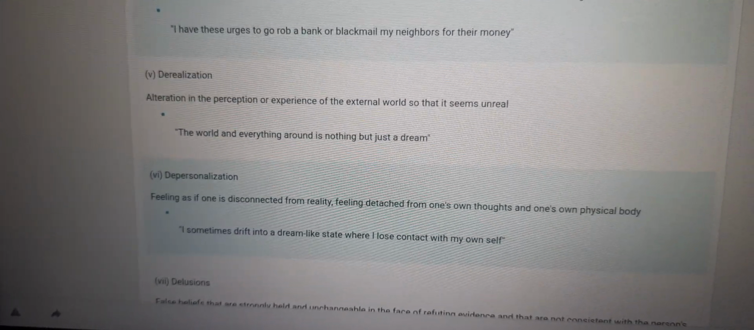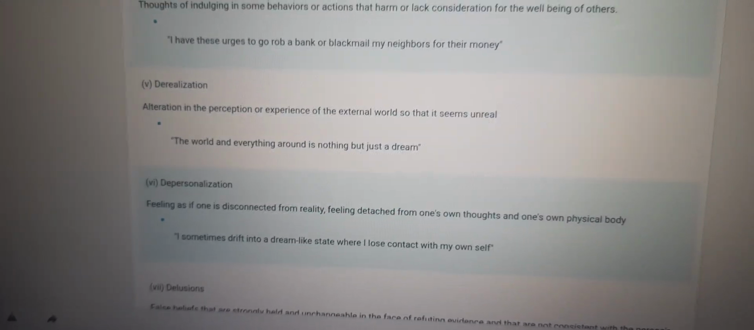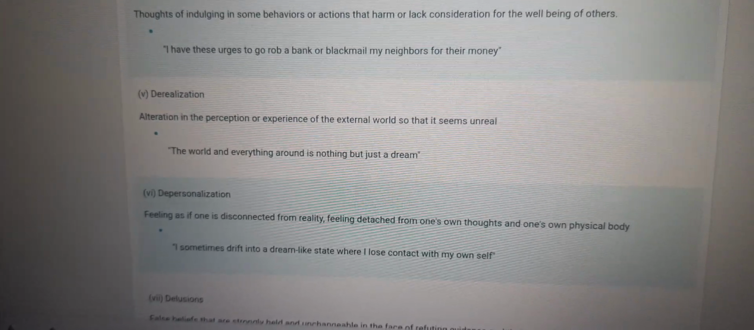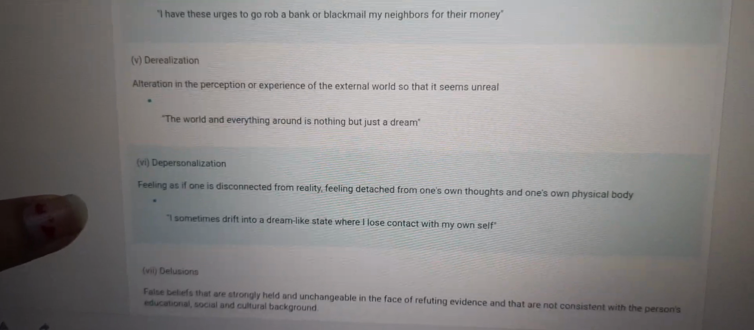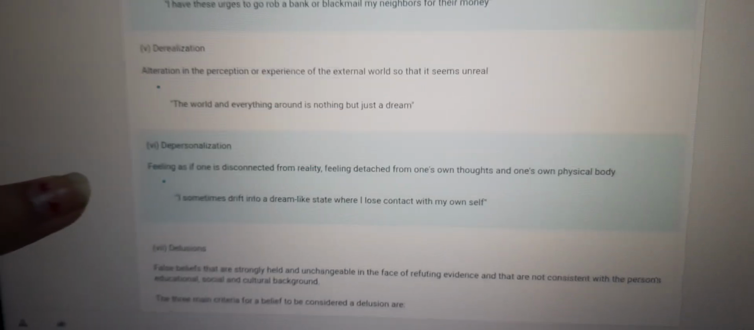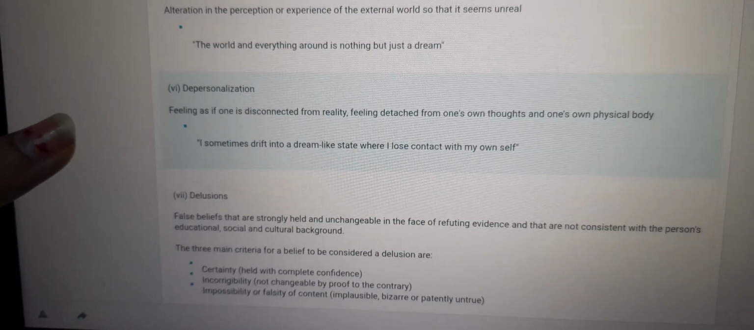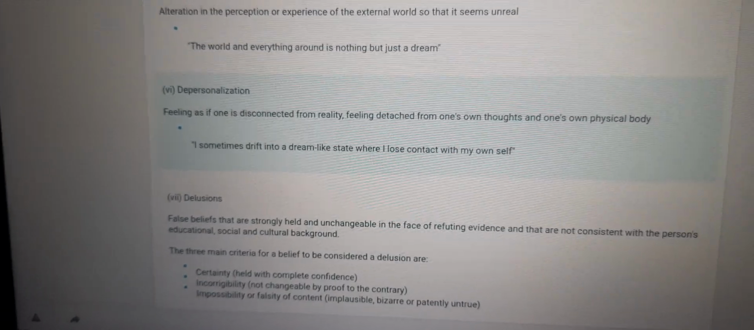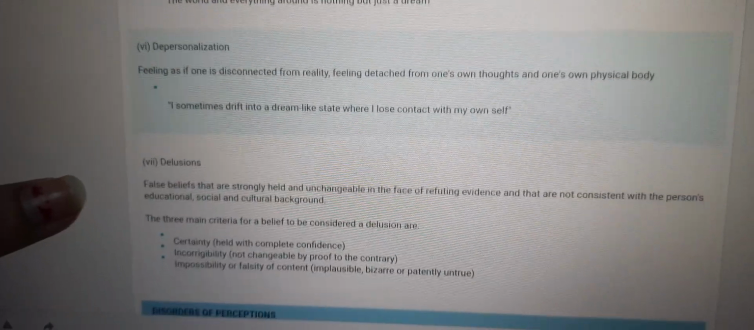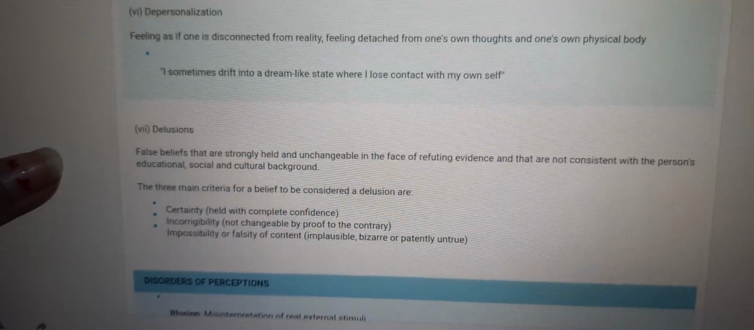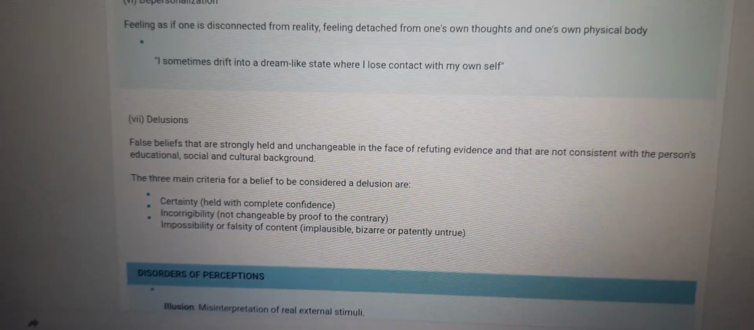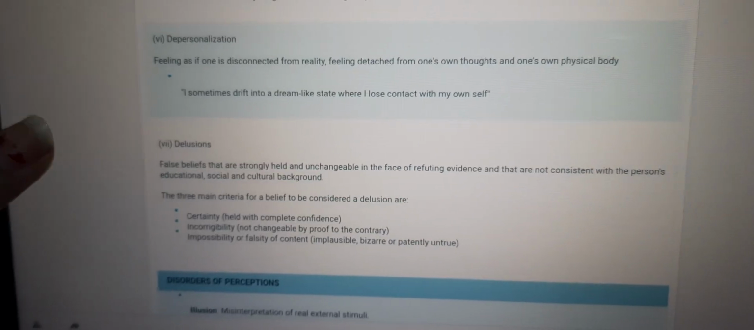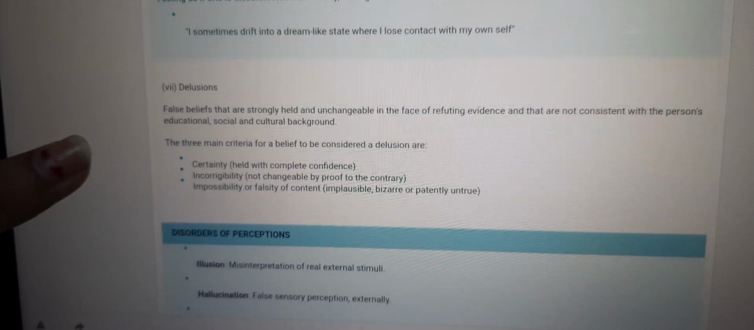Derealization means an alteration in the perception or experience of the external world such that it seems unreal. The world and everything around is nothing but just a dream. Depersonalization means feeling as if one is disconnected from reality, being detached from one's own thoughts and one's own physical body. I sometimes drift into a dream-like state where I lose contact with my own self.